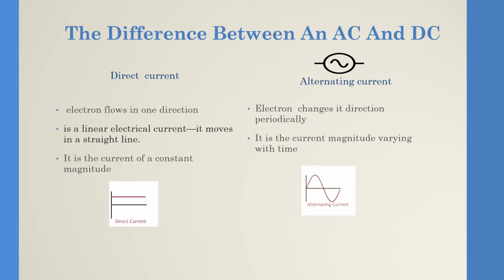In direct current, the electrons flow in one direction, which shows that the current also flows in one direction. In alternating current, the electrons change their direction periodically. That means the current is also changing direction periodically. Direct current is a linear electric current. Linear electric current means in one direction. It moves in a straight line.